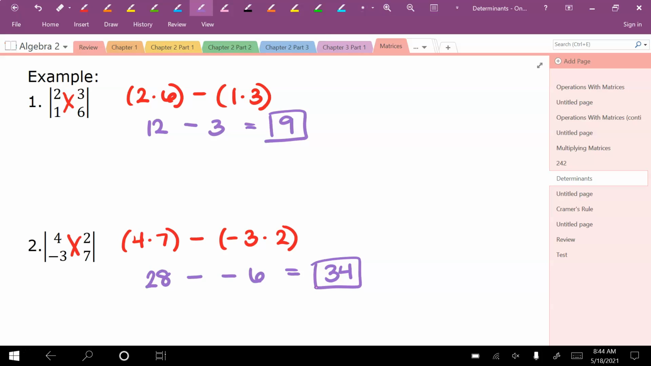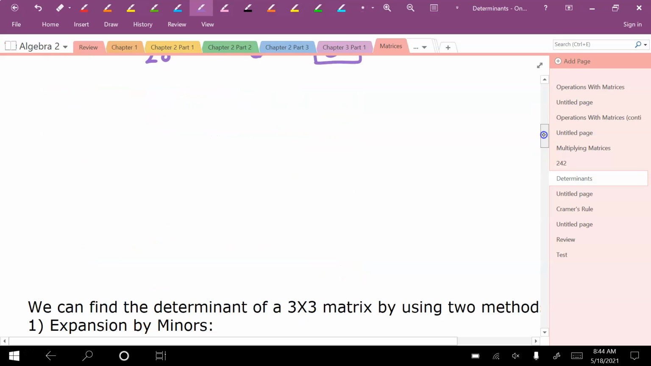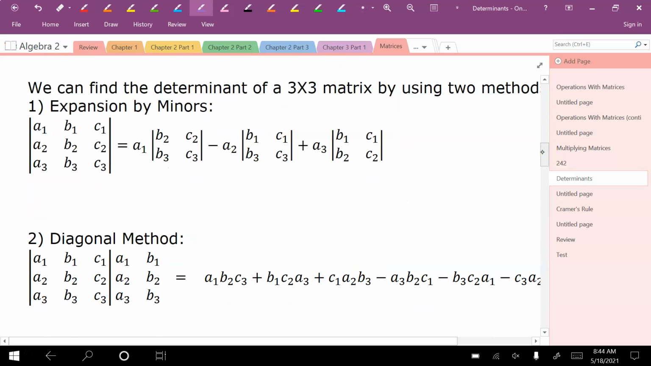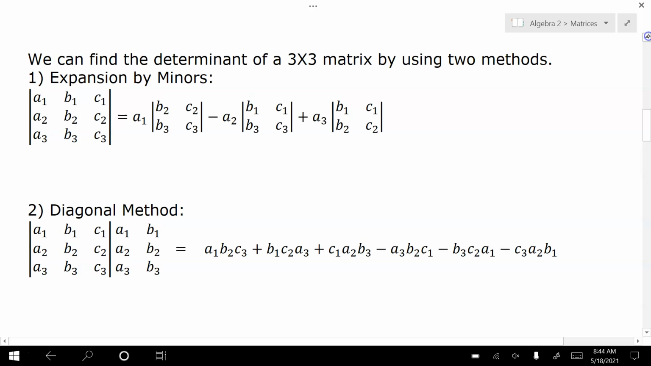Now when you start getting into 3 by 3 determinants instead, there's two methods that we can use. I'm going to show you how to do both of them. It's a little bit more of a process because we have more elements. Just like when we were multiplying matrices, we had to do that process where we took rows times columns, and the bigger the matrices, the more multiplication we had to do, the more combining those rows and columns we had to do for those problems.